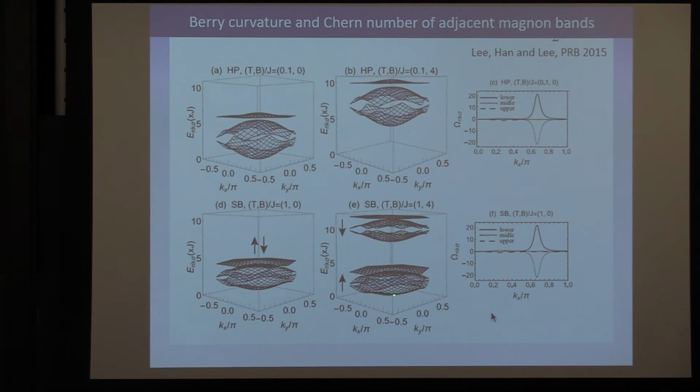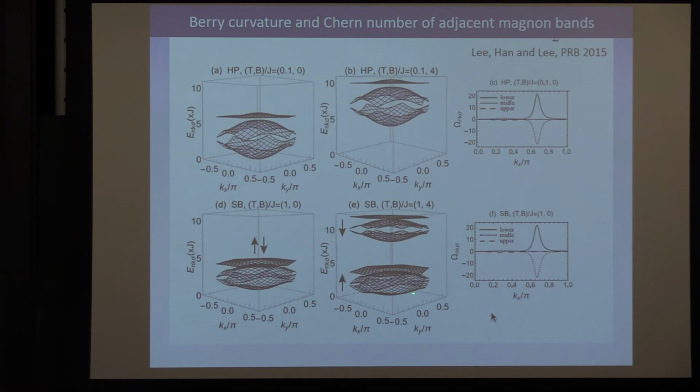And as you occupy, unfortunately, magnons are bosons, so it's not a sharp distribution. Even at the lowest temperature, you have a broad distribution that allows you to occupy higher bands. That's an unfortunate part of this excitation. But nonetheless, you should be able to see changes of sign, right?